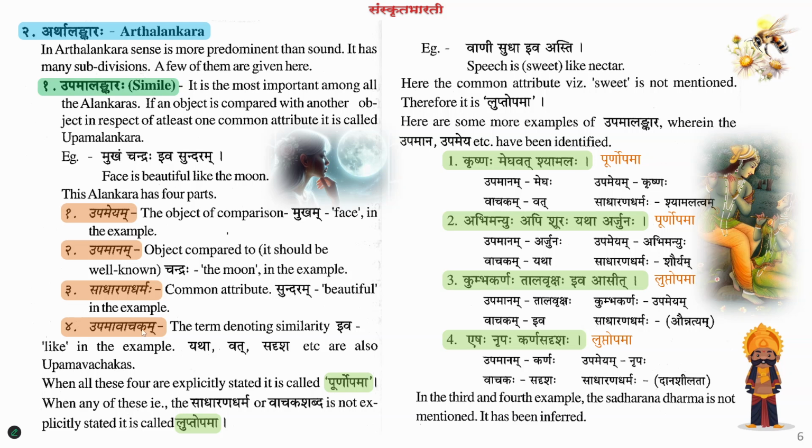Upamavachakam, the term denoting similarity: Iva. This fourth one you may almost ignore, but it is very important. Like, whatever is equivalent to like. That word is iva here. In other places, yatha, vat. Vat is a pratyaya, not a word. For example, Chandravat Sundaram. You can cancel iva and put Chandravat Sundaram.